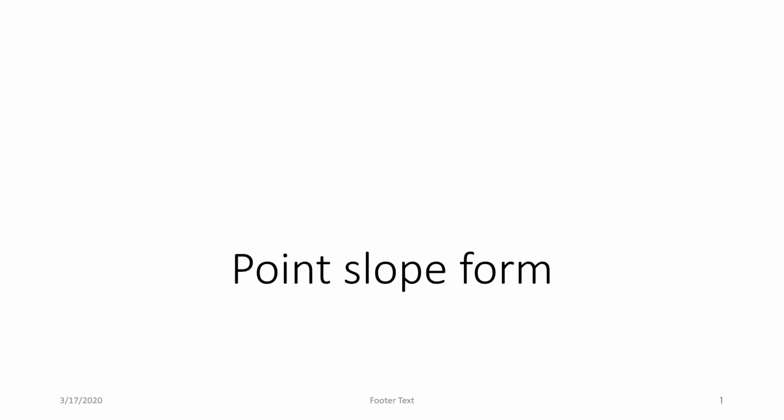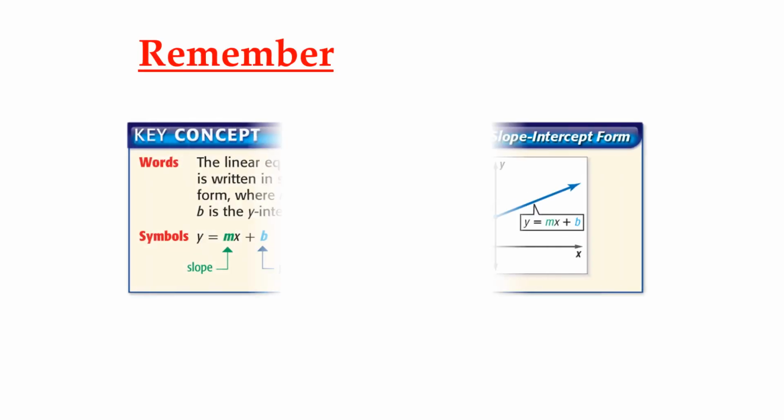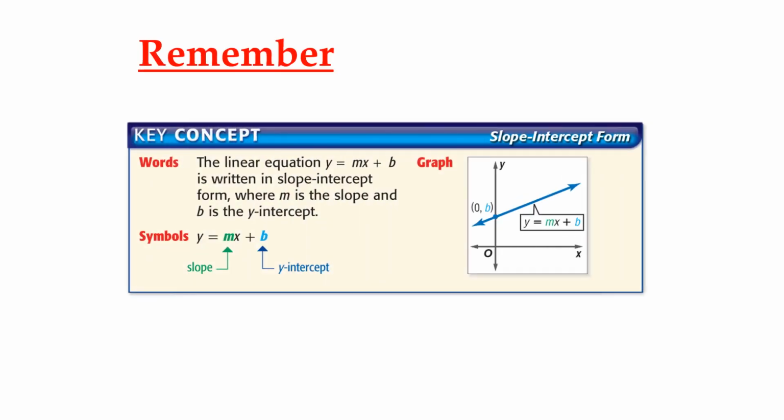Today's lesson is talking about point slope form. Remember, we studied before that the linear function has the form y equals mx plus b. m is the slope of the line and b is the y-intercept, as you see in the right graph.